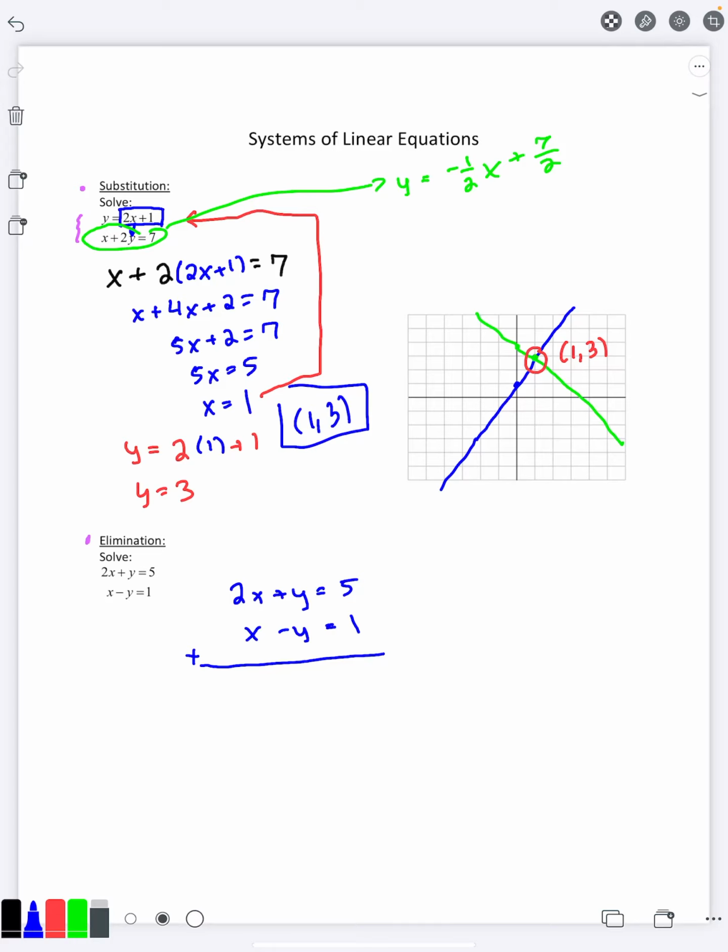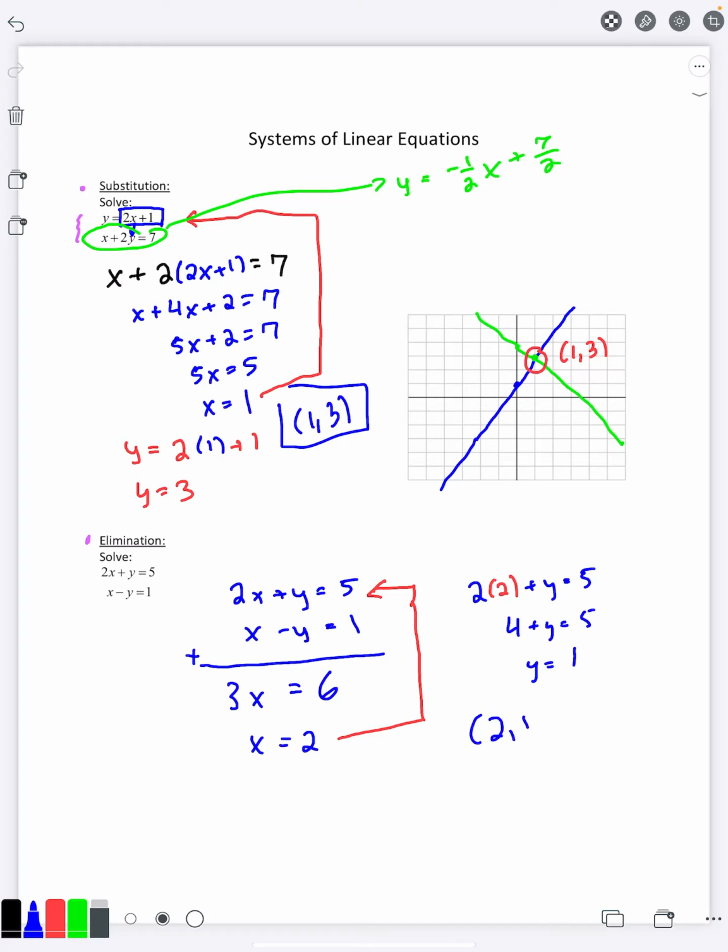But in this case, if I just add down here, I get 3x. The y's cancel, I get 6. Divide by 3, I get x equal to 2. Then I need to plug this in somewhere above to find my y. I'll go ahead and choose that one there. So instead of 2x plus y is 5, it's going to be 2 times 2 plus y is 5. That gets me 4 plus y is 5, so y is 1, which gives me my final answer here of x is 2 and y is 1.